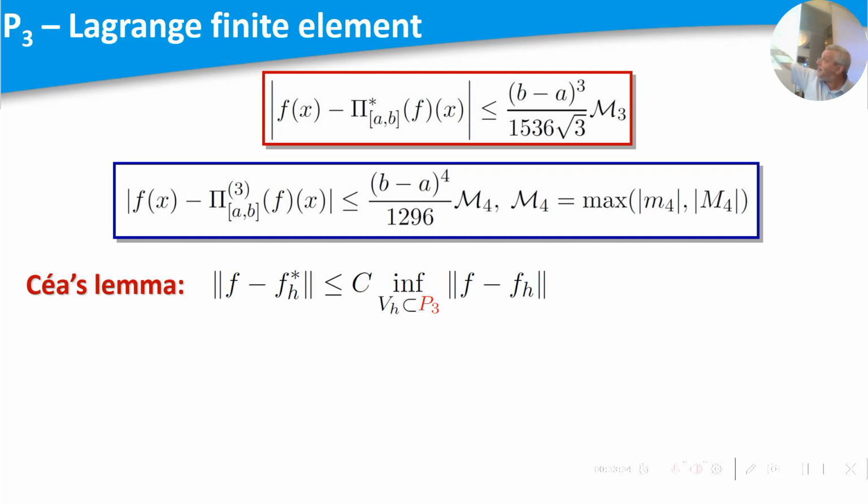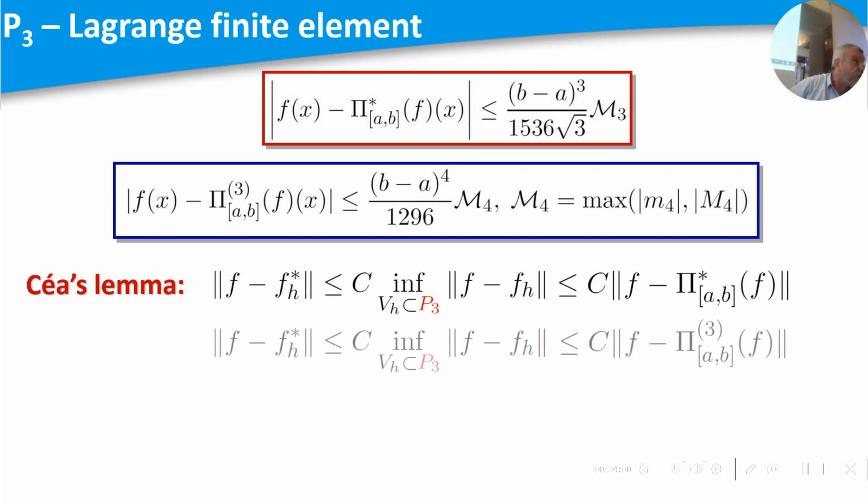That is to say, there is a constant. I want it to be as precise as it has to be. So C doesn't matter for us, but of course if you choose any fh in the Vh, which is included in P3, you have an upper bound of the infimum, which is the definition of an infimum. So you can choose P star, our polynomial, but you can also choose the famous polynomial P3 of Lagrange. So you understand why the interpolation error has consequences for your approximation error in finite element approximation.